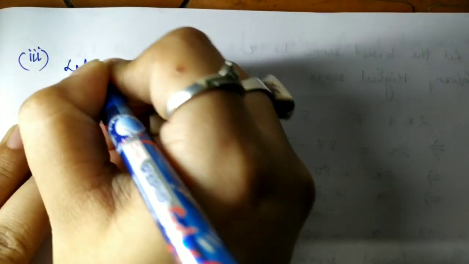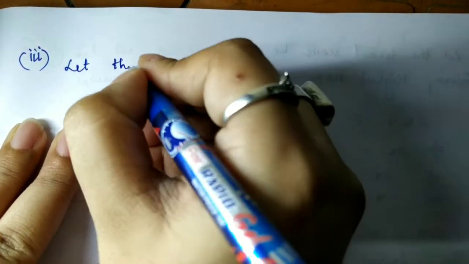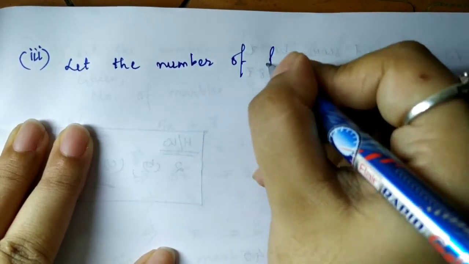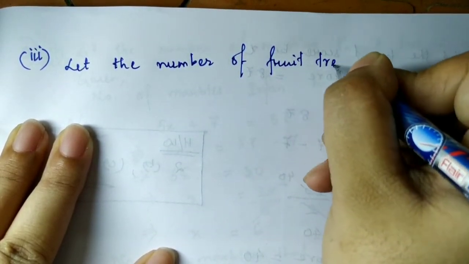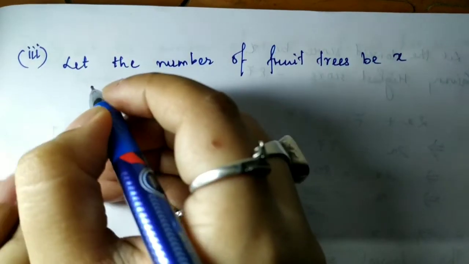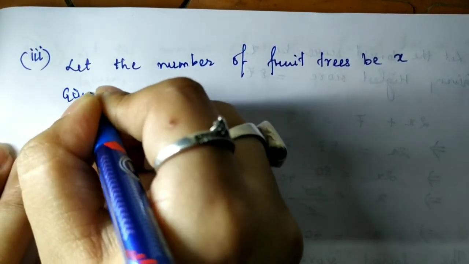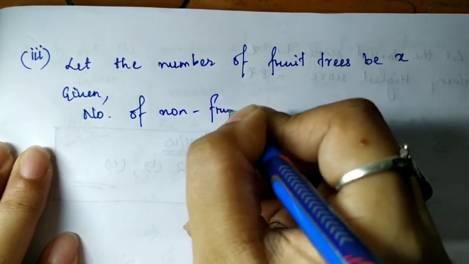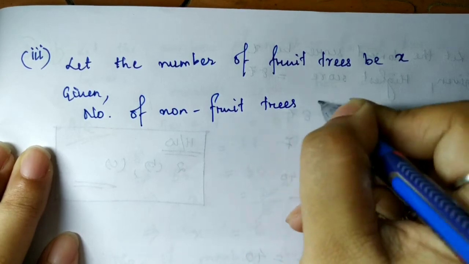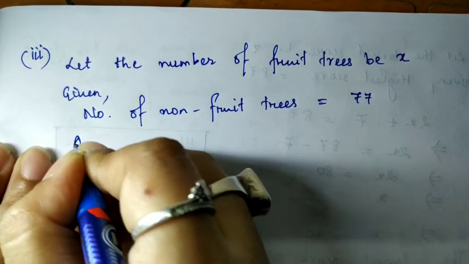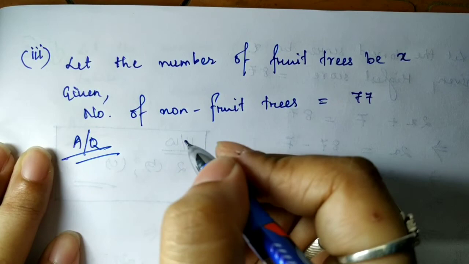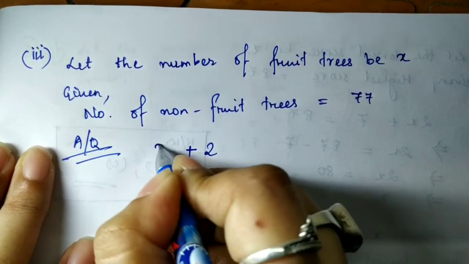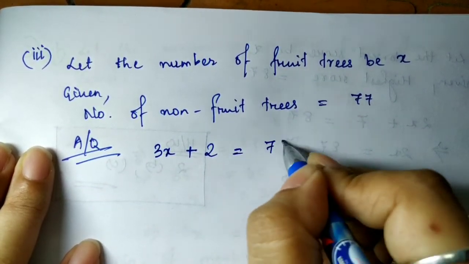So let us write down the statement: let the number of fruit trees be x. What is given? The number of non-fruit trees is given. So let's write this also. Given, the number of non-fruit trees is equal to 77. What is given is that the number of non-fruit trees is 2 more than 3 times the number of fruit trees. 2 more than means plus 2, 3 times. So this is my equation.